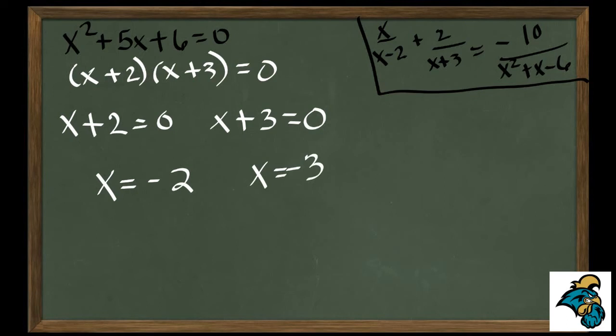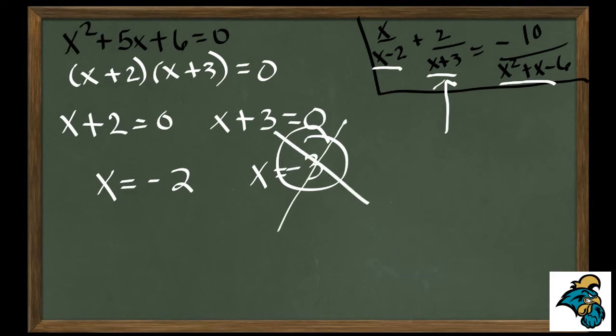Now, I have to remember to check my answer. So remember, what you're looking for is to see if when you plug one of these values back in, it makes the denominator 0 and makes it undefined. So when I plug negative 2 over here, negative 2 minus 2 is negative 4. That's okay. Negative 2 plus 3, that's okay. I'm sorry, negative 2 into there, that's okay. The problem arises with this negative 3. When I plug negative 3 in here for x, I'm going to get 0 in the denominator, which means it's undefined. So negative 3 is not a solution. The only solution to this particular problem is x equals negative 2.